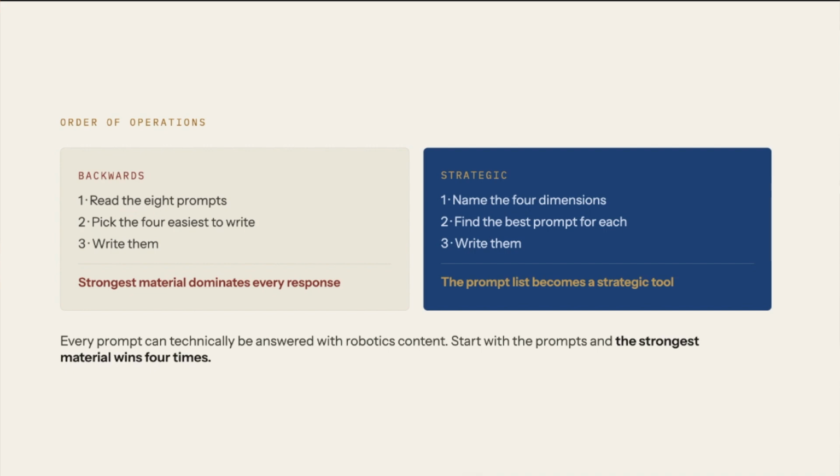Starting with the 4 dimensions changes everything. You know before you look at the prompts that you need 1 response about your academic dimension, 1 about your character dimension, 1 about your community dimension, and 1 about your distinctive talent dimension. Now the question becomes, which prompt gives you the best surface for each dimension? And that's where the 8-prompt list becomes a strategic tool instead of a menu.